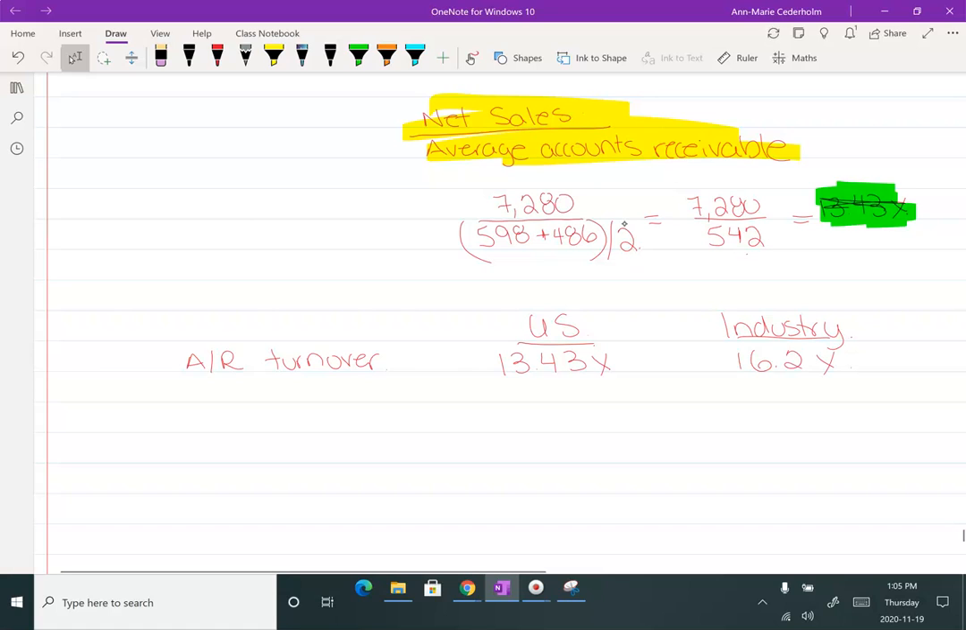So this means that this is how many times per year you can flip your accounts receivable. And so what we want is quicker. The quicker we can convert it to cash, the better. So right now, industry is doing better than us. So I would say that we are unfavorable right now. We don't turn our accounts receivable over as quickly as everybody else in our industry does. So that kind of would be a red flag.